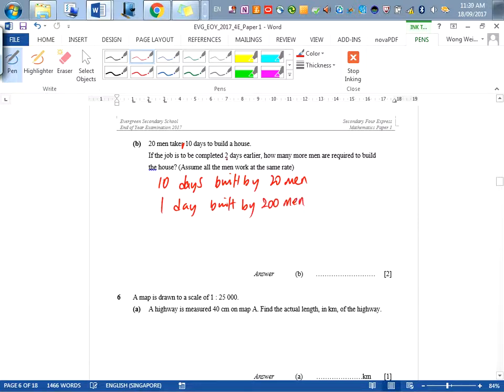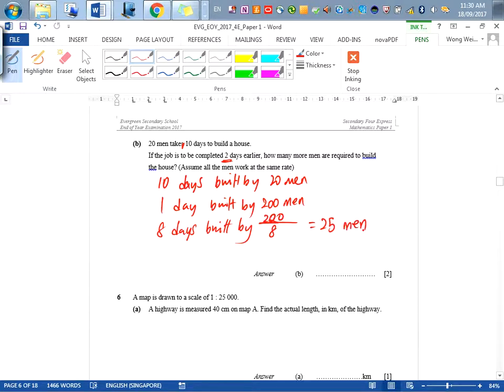Okay, now we want it to finish 2 days earlier, right? So we need 8 days. Alright? So 8 days, by how many men now? How do we get 25? 200 divided by 8, we get 25 men. In 8 days, we require 25 men to finish building it.